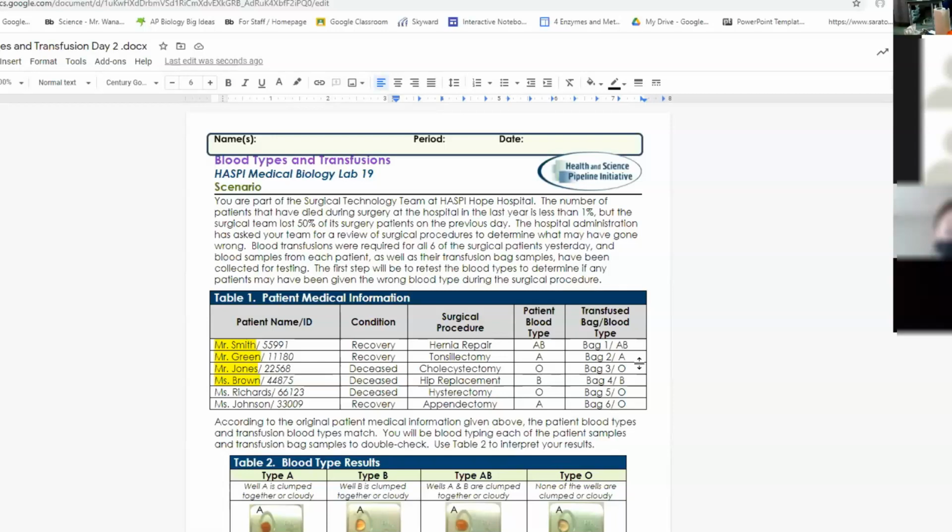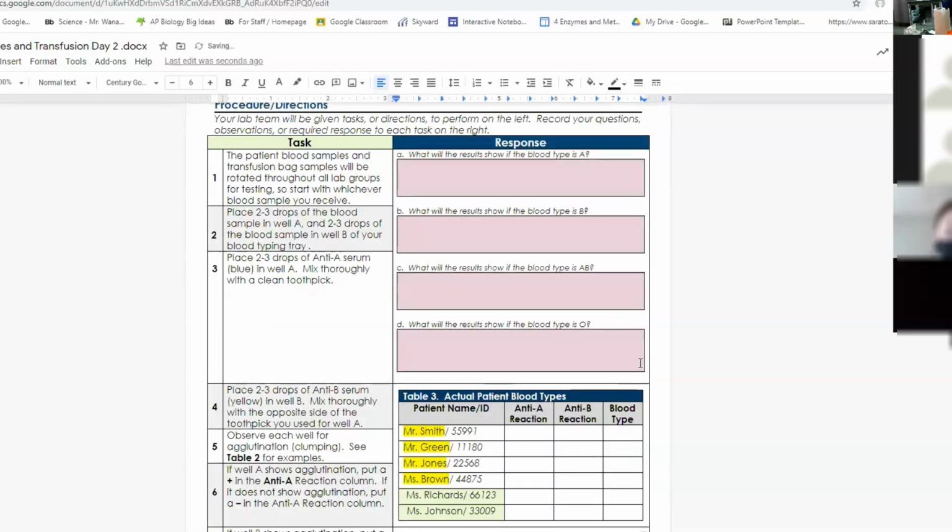So they have you technicians run the samples again to verify indeed Mr. Smith had type AB blood. And indeed you used AB blood on him, right? So that's what you're doing. And today we're verifying their blood type. And then the Thursday group would have verified the transfusion bag. But we don't have a Thursday group.